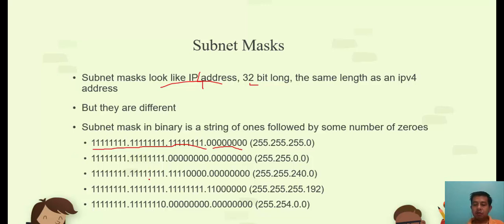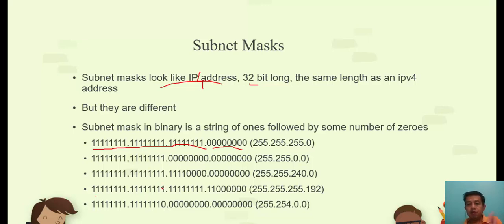So the first difference from a normal IPv4 address is how it looks: there should be consecutive ones and consecutive zeros, consecutive ones followed by consecutive zeros. The size is 32 bits. So if I have 10 consecutive ones, the remaining 22 bits would be zeros. If I have 15 consecutive ones, there would be 17 consecutive zeros. If I have 16 consecutive ones, I would have 16 consecutive zeros.